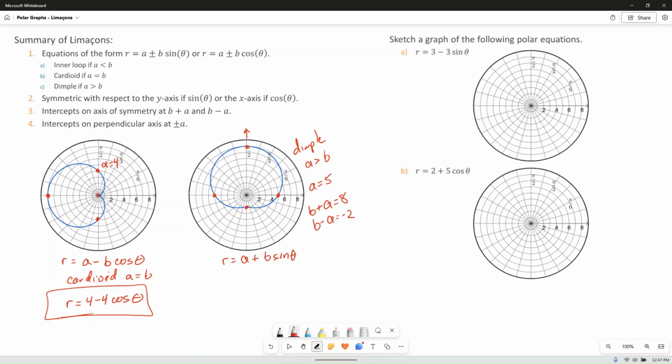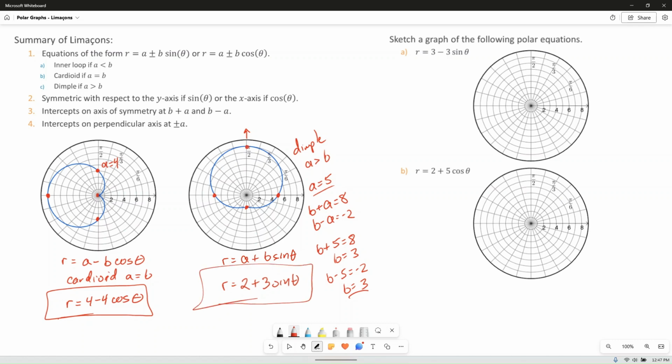So b plus a has to be an 8, and b minus a has to be a negative 2. And you can use either one of these and just take a equal to 5 and plug it in for a. So b plus 5 has to equal 8, which means b is equal to 3. And if you did it using the other equation, b minus 5 has to equal a negative 2. But if you add 5 to both sides, you get, again, b is equal to 3. So either way, it doesn't matter. We get a equals 5. We get b equals 3. So my equation is going to be r equals 3. Sorry, it's going to be 2. R equals 2 plus 3 sine of theta.